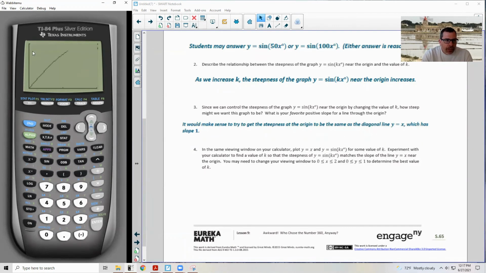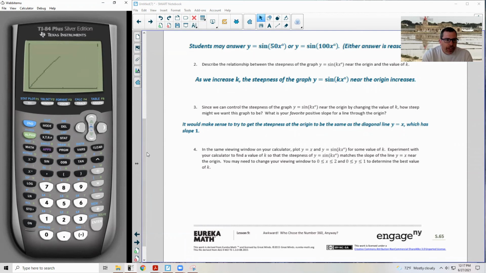So there we're just seeing 2 squares in the coordinate plane. And so we are going to choose just one now. So I'm going to hit y equals, and I'm going to turn off sine of 100x. And we're going to start with 50.